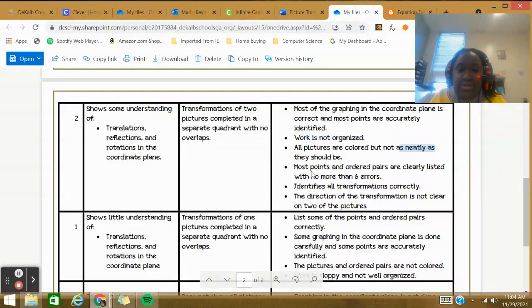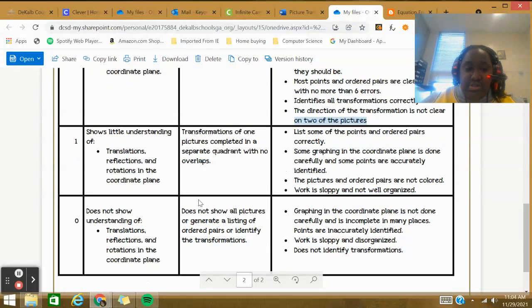Okay, so that's important. Most points in order pairs are clearly listed with no more than six errors. Six errors is the caveat here. Identify all transformations correctly, and the direction of the transformation is not clear of two of the pictures. So only two of your pictures have direct directions, and the other two does not.